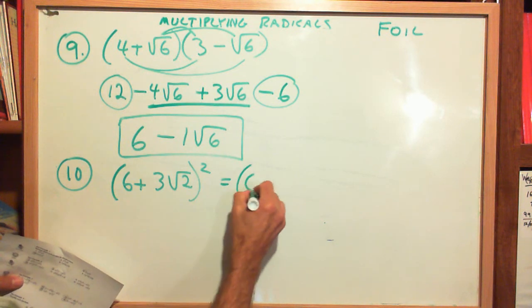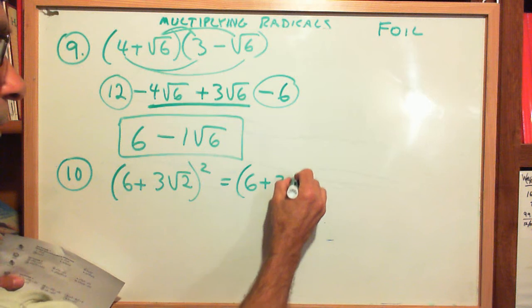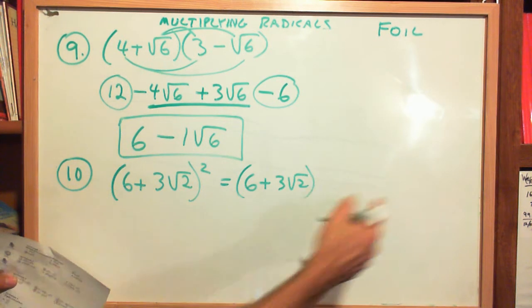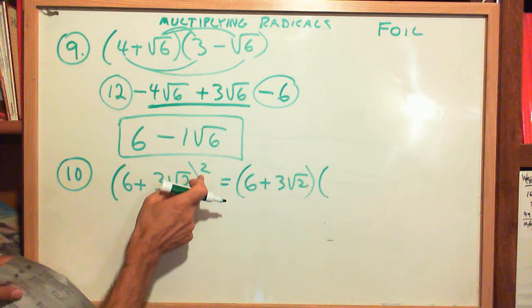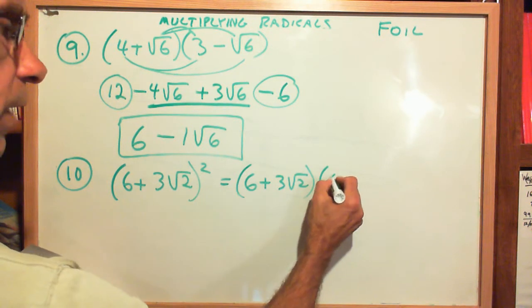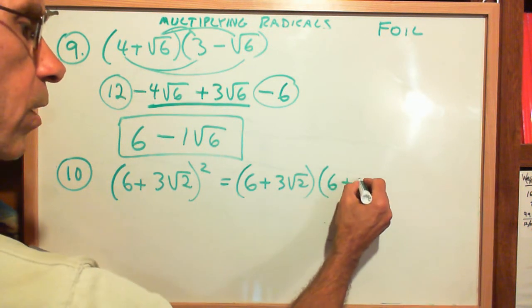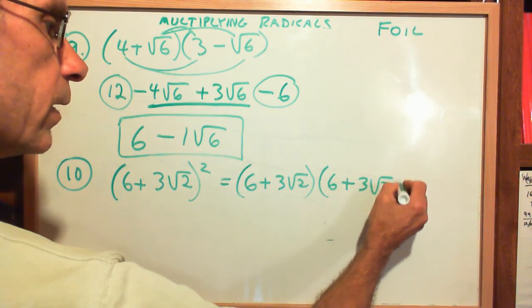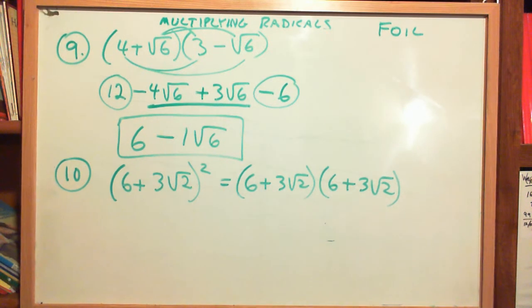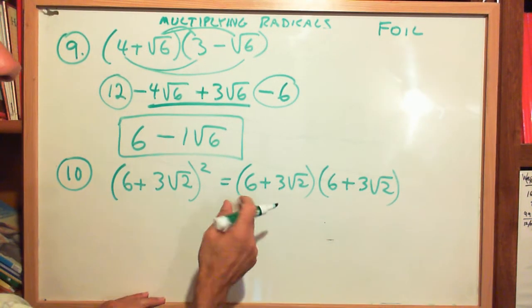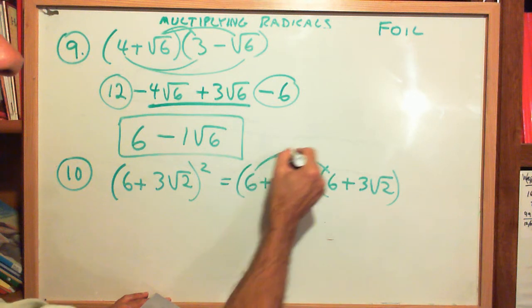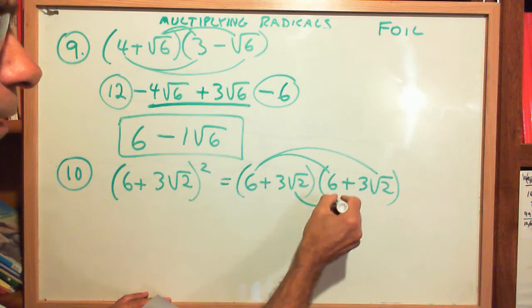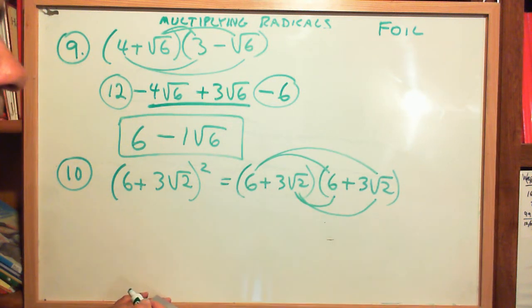So I'm going to write it 6 plus 3 square root of 2. I always write out the whole problem like this. I never try to FOIL it from this with this there. Never, never, never. I would get so many of them wrong if I did that. I know my limits, and that's beyond my limits. Okay. So again, it's going to be the first times the first, the outside times the last, the inside, and the last.